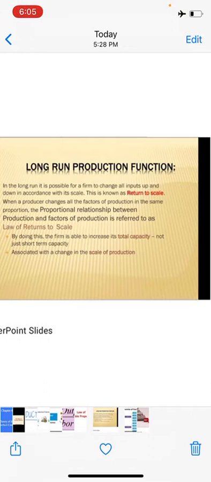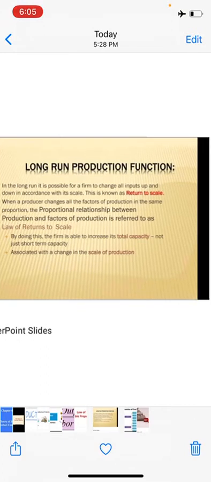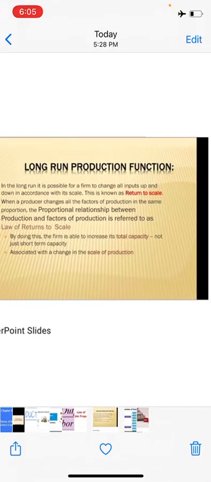Here what happens? The output is increasing in a greater proportion than the increase in input. See, when a firm expands, increasing returns to scale are obtained in the beginning. For example, if there is a 20% increase in input, the output is increasing by 30%. That means the percentage change in output is more than the percentage change in input. Correct? So this is called increasing returns to scale.